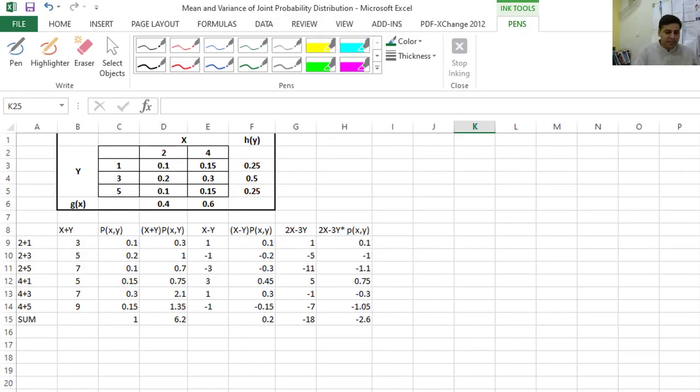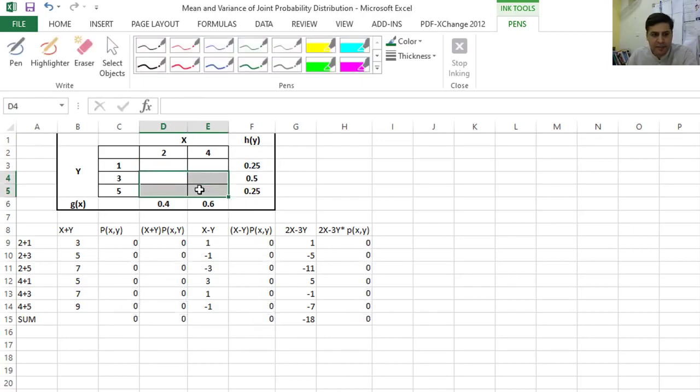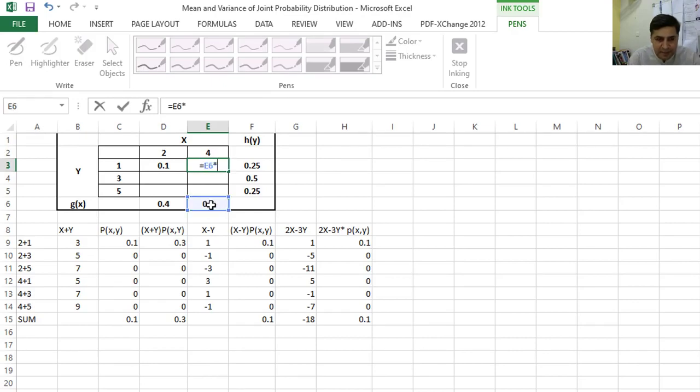Now for the same example, I just want to show you how you will calculate while using Excel. While using Excel, it is very simple. For example, you have only these probabilities given. How will we calculate? You just write equals this: when x is equal to 2 and y is equal to 1, this probability into, when y is equal to 1, this one. Similarly for this, when x is equal to 4, this is the probability, multiplied by when y is equal to 1, this is the probability. In this way we will calculate the joint probability.